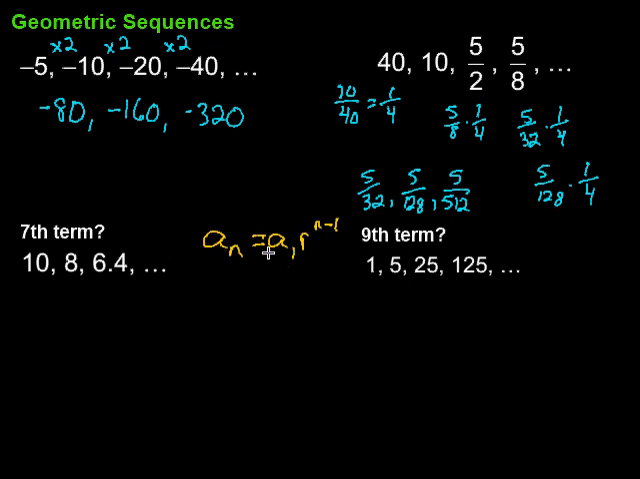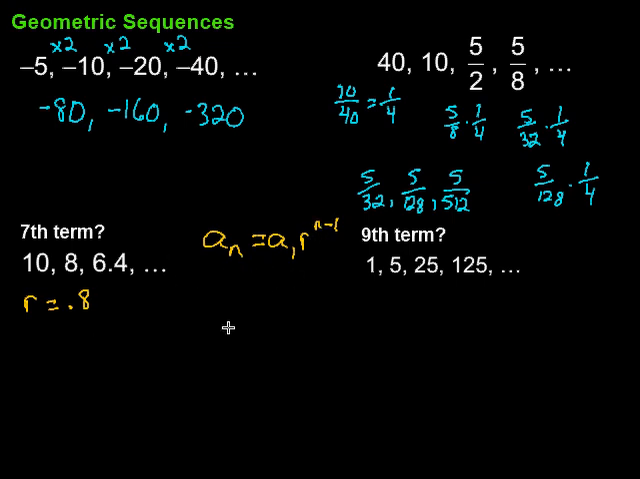So to do that, I need to know the first term. Well, that's going to be 10. The common ratio r. How do I find that again? Remember, to find that common ratio, we take the second term divided by the first. So 8 over 10, which is going to be 4 over 5, or 0.8. Okay, so our r in this case is 0.8, or 4 over 5.